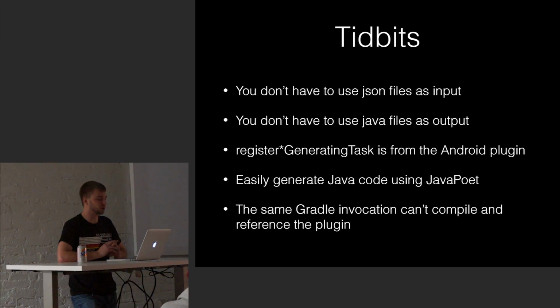And a crazy thing, and when you think about it, it makes a lot of sense, but when you're first trying to create something like this, it can be quite annoying. You can't use the same Gradle invocation to compile my plugin and then compile my sample app that uses said plugin. That doesn't work. You have to compile the plugin first, and then use the already compiled plugin in a different invocation of Gradle in your sample app.